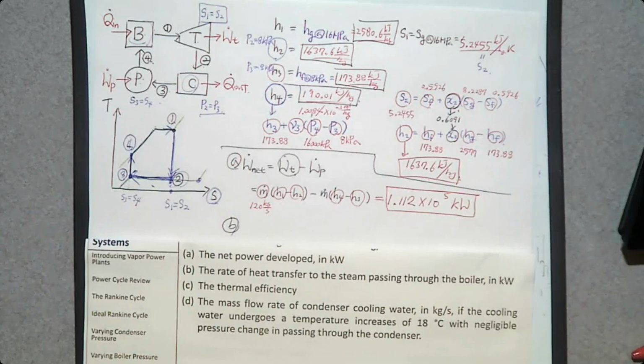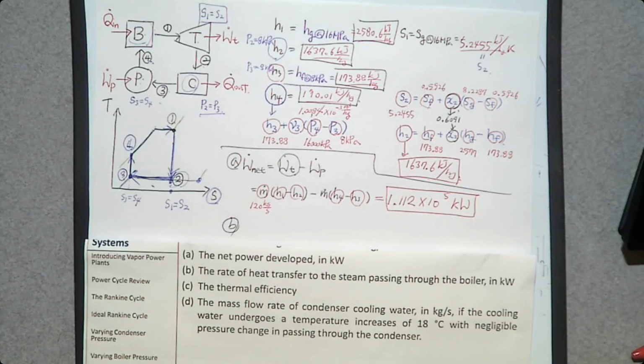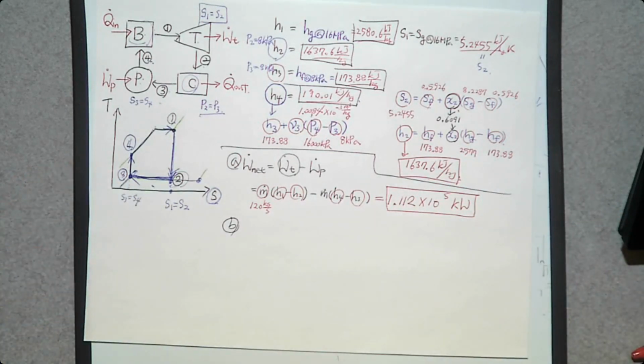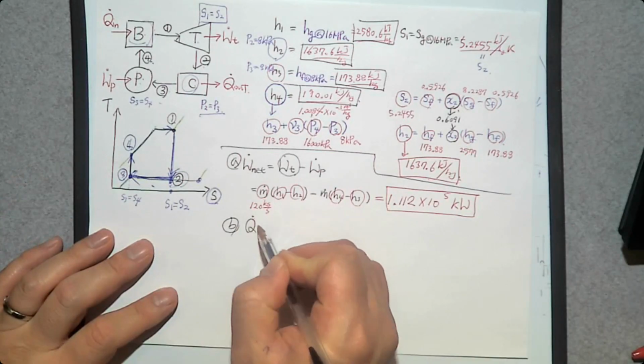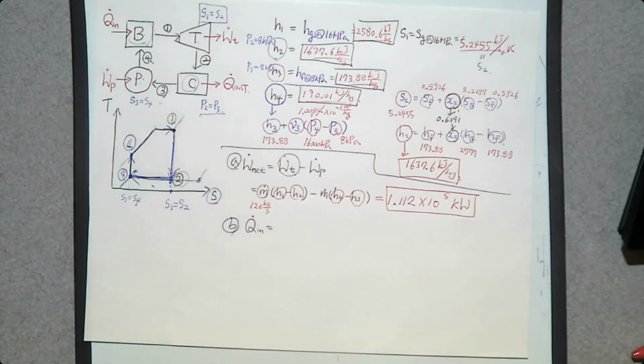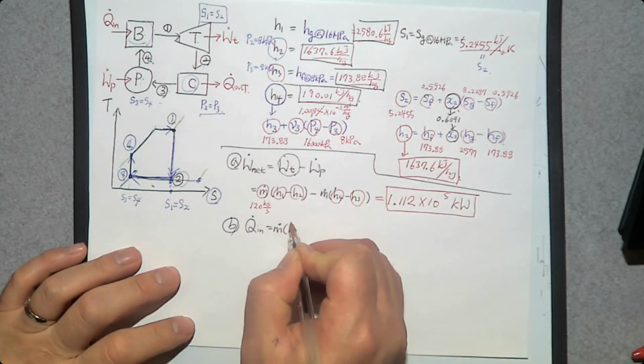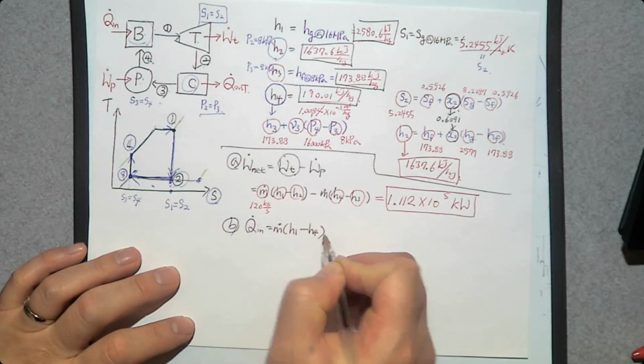B, the rate of heat transfer to the steam passing through the boiler. If you look at this schematic, what goes into the boiler? Q dot in. So let's find Q dot in. How do we determine Q dot in? It's going to be m dot times the difference in specific enthalpy between 4 and 1. Between 4 and 1, which one is greater than the other? H1 is greater than H4 because it is receiving heat. So m dot (H1 minus H4), that is Q dot in.